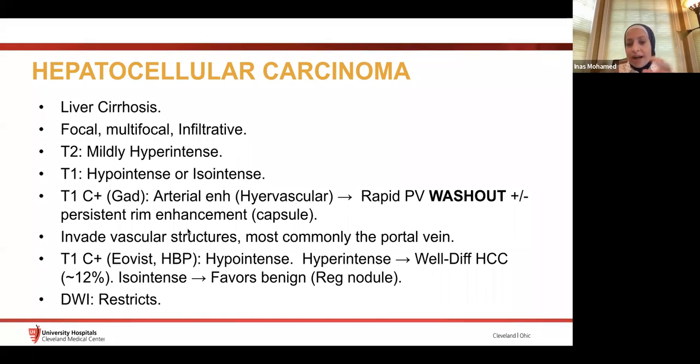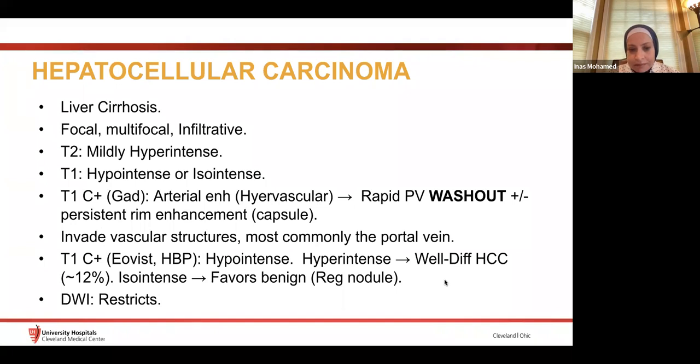The washout and the capsule are important in the LI-RADS, and we're going to talk about that. It loves invading the portal vein. It can be hyperintense on Eovist. We just talked about that. It can be hyperintense if it's well differentiated HCC, but this is a zebra. This is very rare.